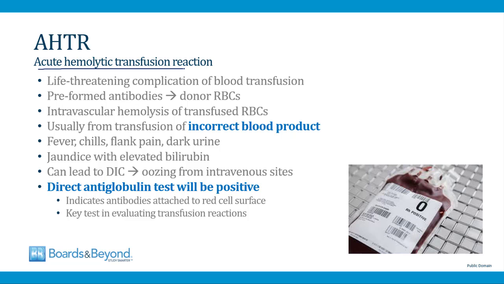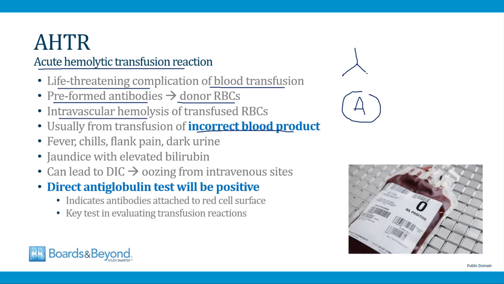AHTR is an acute hemolytic transfusion reaction, and this is a life-threatening complication of a blood transfusion. This occurs when the recipient has preformed antibodies in the plasma that bind and react with the donor red cells. This leads to acute intravascular hemolysis. Usually this occurs from transfusion of an incorrect blood product. For example, imagine the recipient is blood type A. That recipient will have anti-B antibodies floating around in the plasma. If you make a mistake and transfuse type B red cells, then those antibodies will bind the red cells, leading to an acute hemolytic reaction.